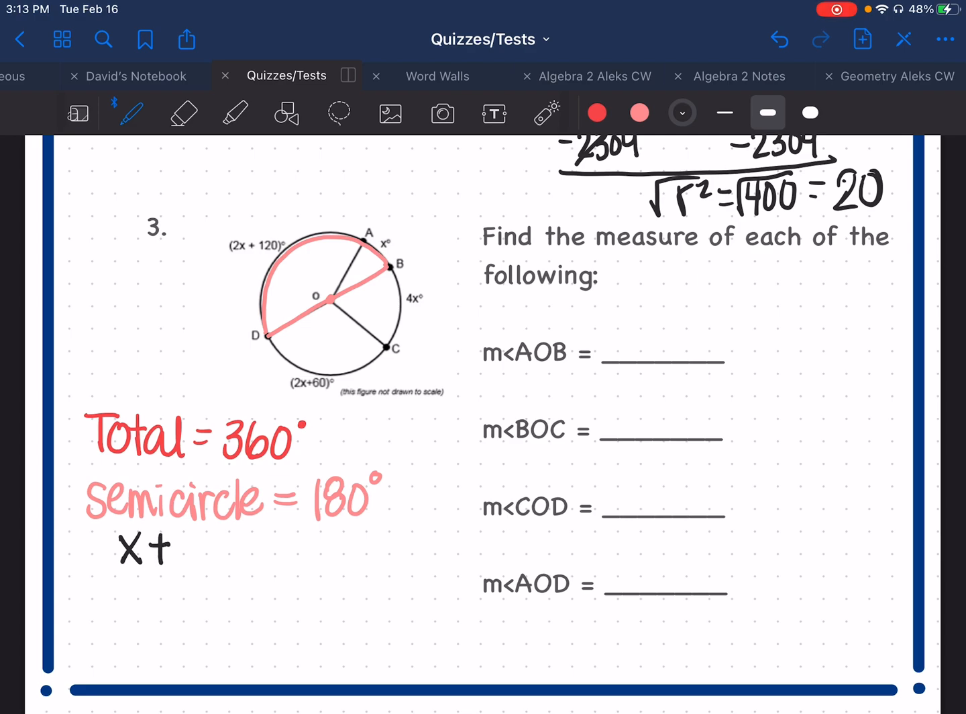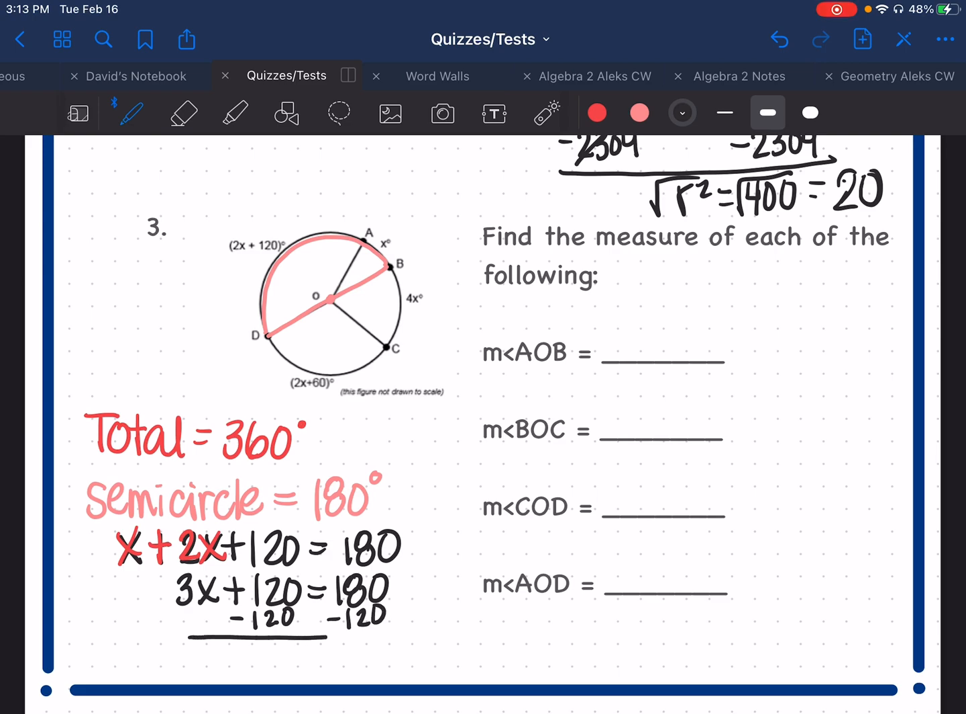What this means is I can take the x and add the 2x plus 120 and say it equals 180. Well, x plus 2x is 3x. I just combine my like terms. If I subtract my 120, I'm running out of space, guys, I'm sorry, I'm going to squeeze it in here. It gives me 60. And if I divide that by 3, I get x equals 20. Now all I have to do to answer my questions is to go back and plug this in.